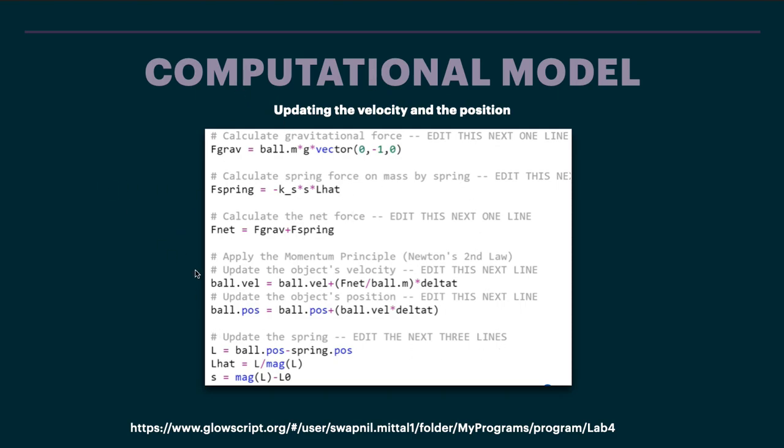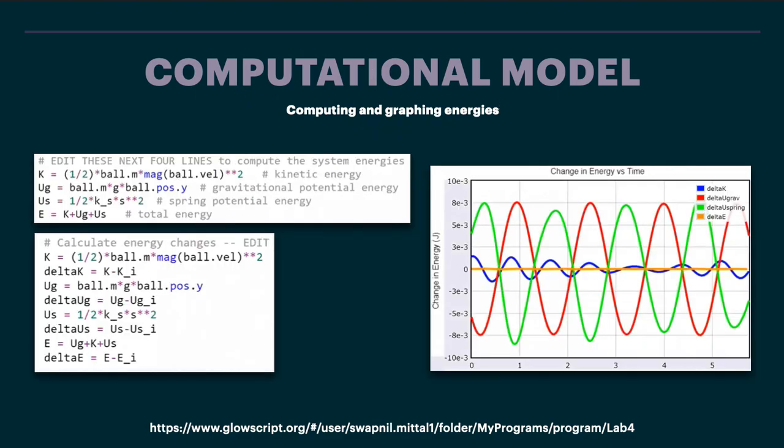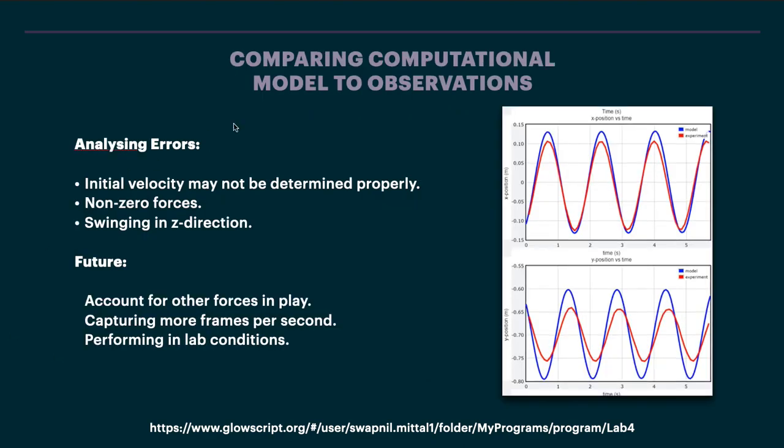Here's another chunk of code which I changed a little, but not a lot. As you can see in the graph, here's another chunk of code, and let's analyze the observations. First, we'll analyze the errors. As you can see, both of the graphs are very much similar, but a little off. This is because the initial velocity might not have been determined properly.